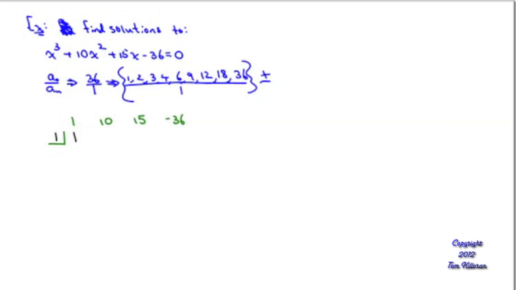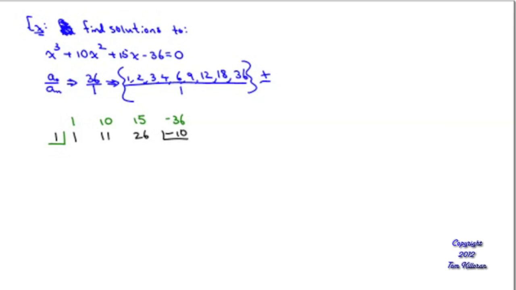And then you go 1 times 1 is 1. 1 plus 10 is 11. 1 times 11, 11 plus 15 is 26. And 1 times 26, minus 36, negative 10. And this will be my remainder over here. So there's my divisor, there's my remainder. My quotient is this 1, 11, 26. But it didn't work because I ended up at negative 10.